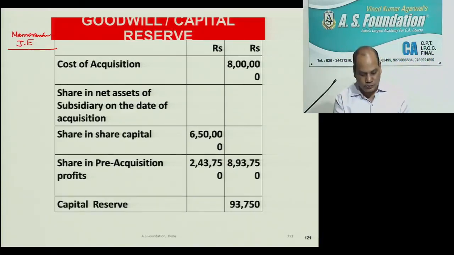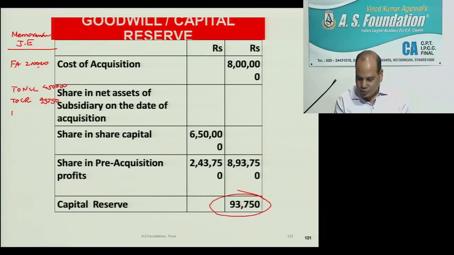So what I'll do, I will incorporate the net asset of subsidiary in my book. So what is the fixed asset of subsidiary? Fixed asset I will take over 20 lakh. To non-current liability I will incorporate 4,50,000. To capital reserve I will incorporate 93,750. Am I right? Capital reserve. To minority interest I will incorporate. Anybody who computed minority interest?